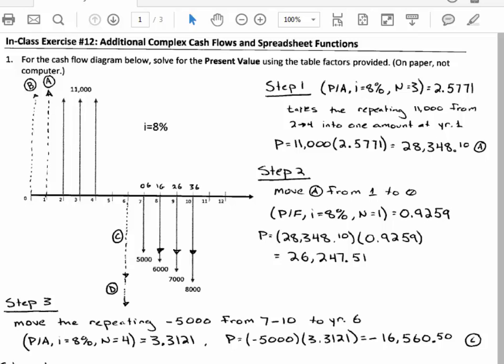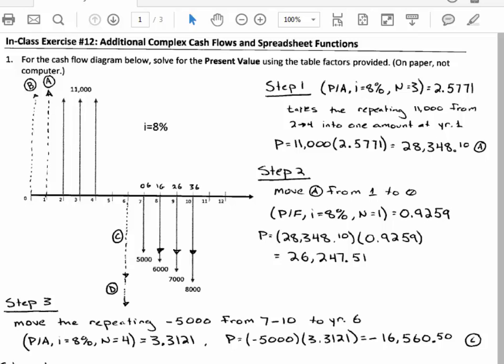The first step was I took the 11,000 annual series to year 1. So there were 3 payments. 8% interest, so I did P/A at those and looked up the factor. So you're moving the 11,000, 3 payments of it to year 1, and then in my second step, what I say here, step 2, I'm moving it from year 1 to year 0. And so then the inflows, the sum of all the inflows, those 3 $11,000 payments, in present terms is worth $26,247 today. Any questions about the first stuff? The inflows, those lines that are up?